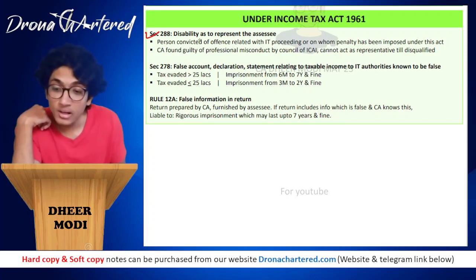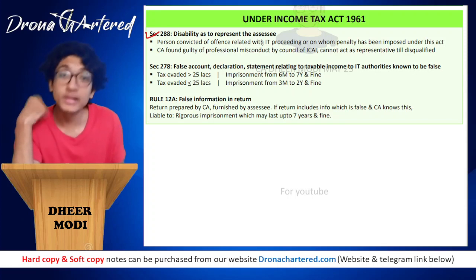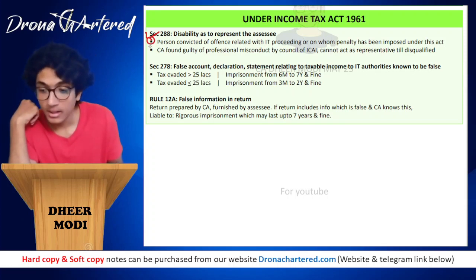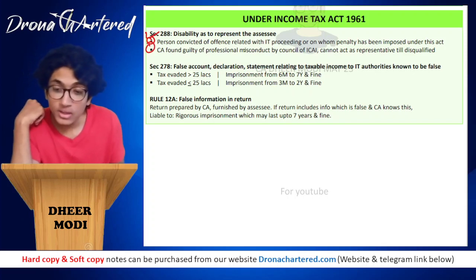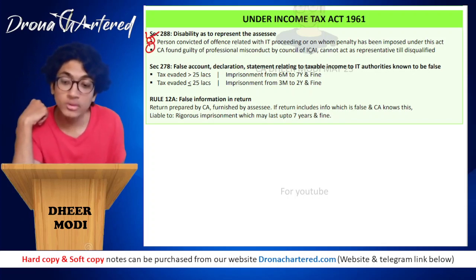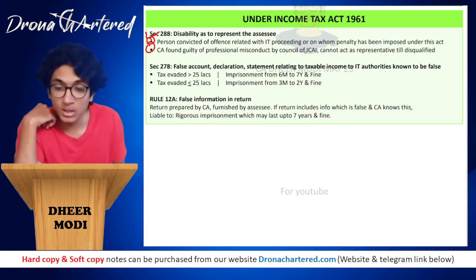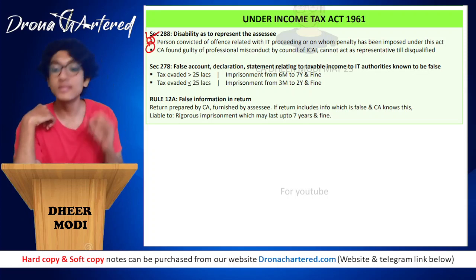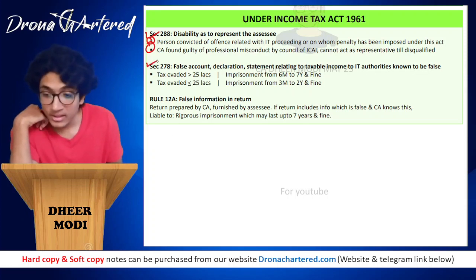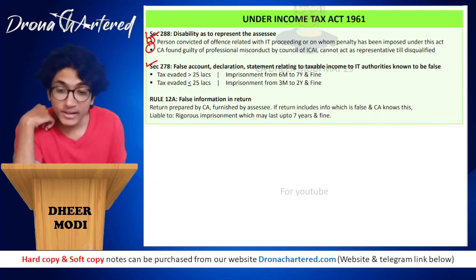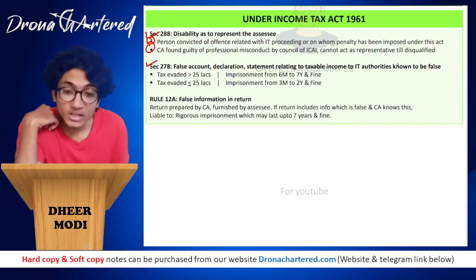So who are these people? Person convicted of an offense related to your income tax proceeding or on whom penalty has been imposed under this Act. Next, a CA found guilty of professional misconduct by the council of ICAI. Any CA who is found guilty of professional misconduct by the council of ICAI cannot act as a representative till he is disqualified.